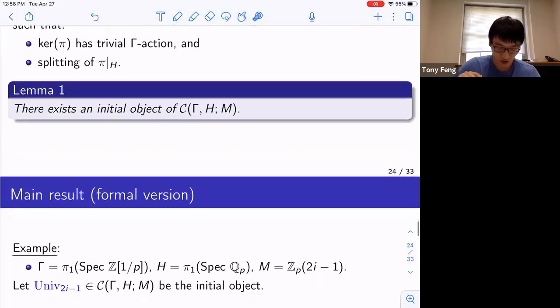Okay, but just to emphasize, the example we have in mind is where gamma is the fundamental group of the integers punctured at p. H is the fundamental group of the p-adic numbers, mapping to gamma, induced by the obvious map of schemes. And then M will be this cyclotomic character power. And so this category has a universal object, the unit 2i-1.